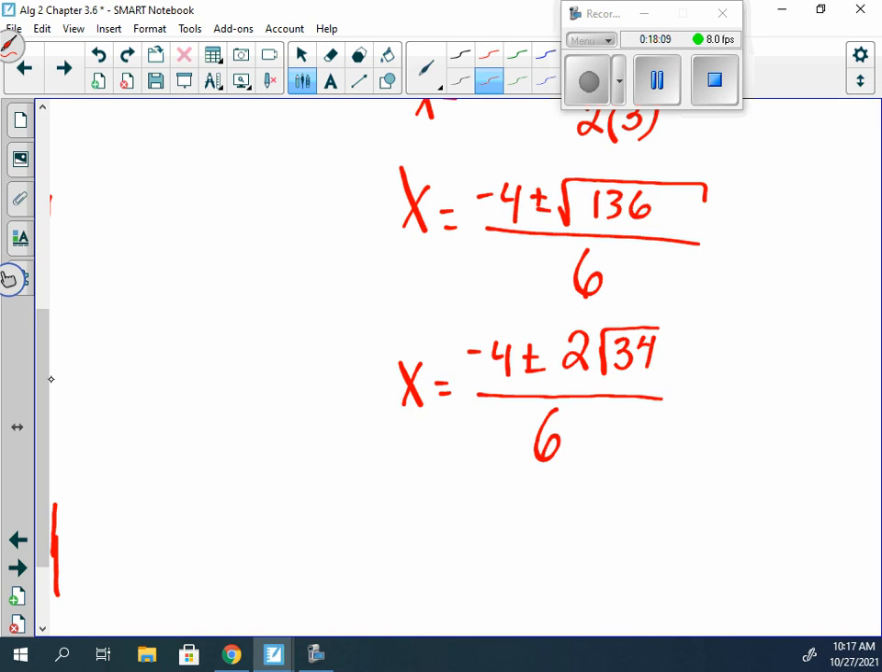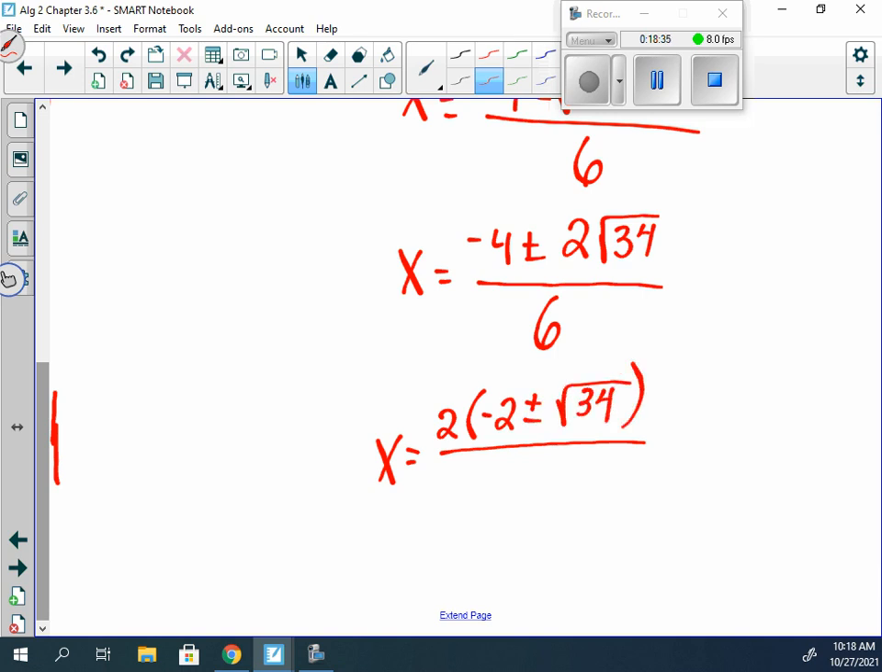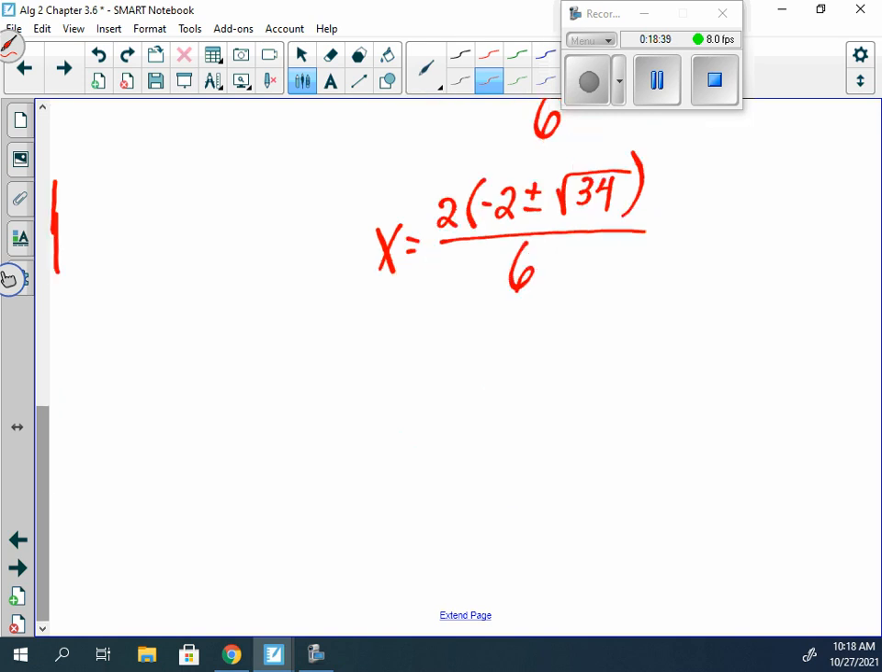Now we're not completely finished here, because there's 4 and 2 and 6. Do all three have a greatest common factor? 2, yes? Now, what we can do is think of it this way. I can factor the 2 out, which would leave us with negative 2 plus or minus the square root of 34 on top. On bottom, we still have 6.